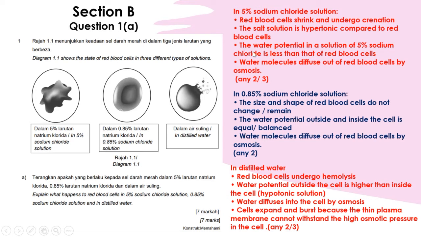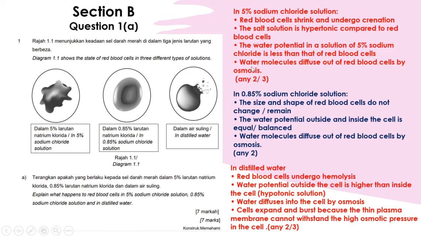Then the water potential in a solution of 5% sodium chloride is less than that of red blood cells. So the water potential in the hypertonic solution is less than the water potential in the red blood cell. Next, another point: water molecules diffuse out of the red blood cell by osmosis. You have to write here, by osmosis.